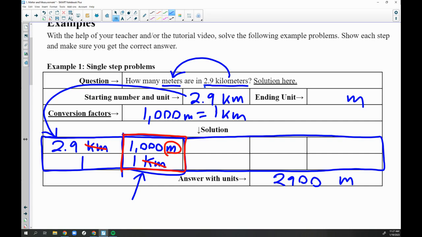If you're comfortable with decimals, you know you didn't really have to use a calculator there because we have 2.9 times 1,000. And anytime you're multiplying a decimal by 1,000, all you have to do is move the decimal 3 places to the right, which is how we come up with the 2,900 there. If you were dividing by 1,000, you'd move it 3 places to the left. But if you're not comfortable with that, just use your calculator. That's fine also. Any questions?